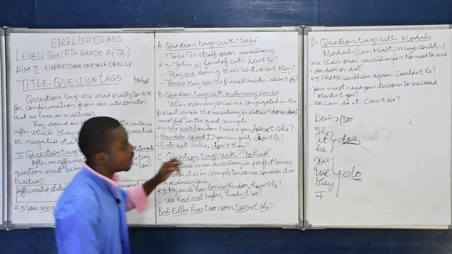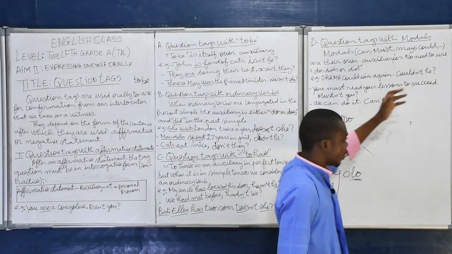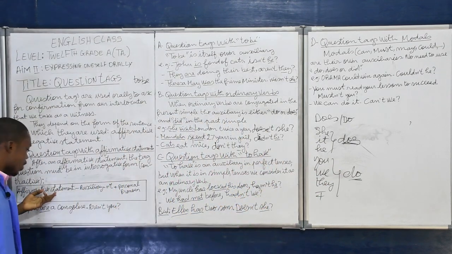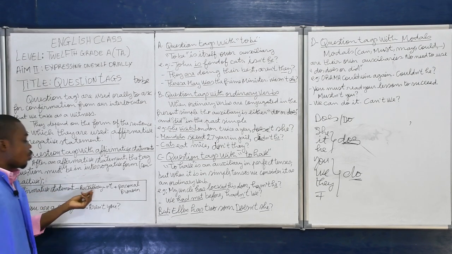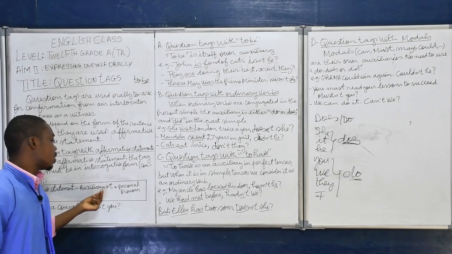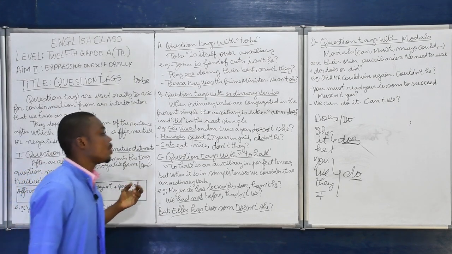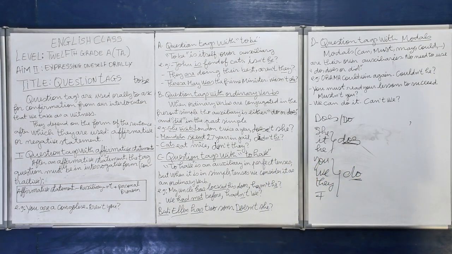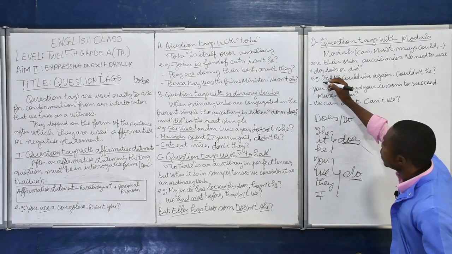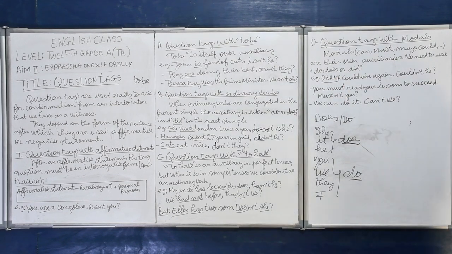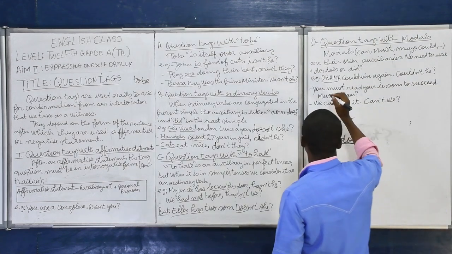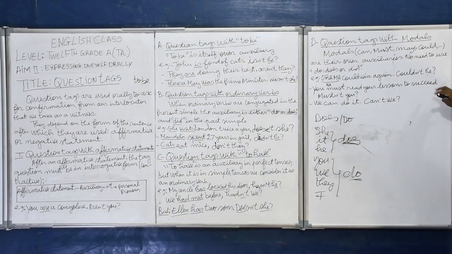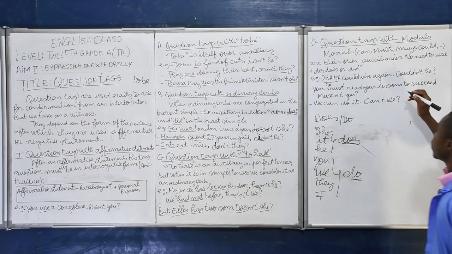The sentence here, Obama could win again. It is in affirmative form. And as we said, when it is in affirmative form, we need to find the auxiliary plus n't and the suitable personal pronoun. Obama could win again. Who is Obama? Obama is a man. So the personal pronoun is he. We take it here. We write he with the question mark.